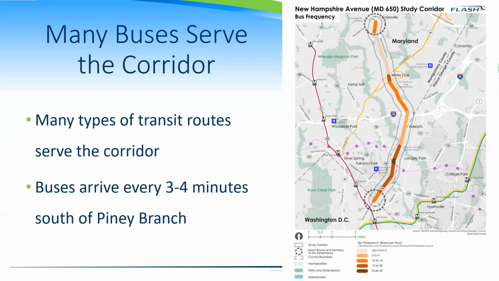And then there's circulation focused services that are coming on and off the corridor and connecting people to places like Takoma Park and Silver Spring, such as the 16 and the 20. There are buses that arrive roughly every 3 to 4 minutes south of Piney Branch, providing a significant amount of service in that southern portion of the study area.